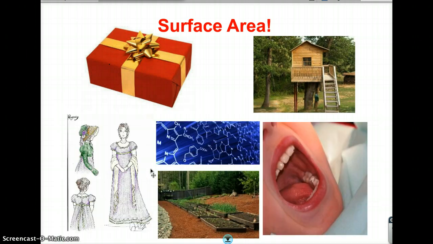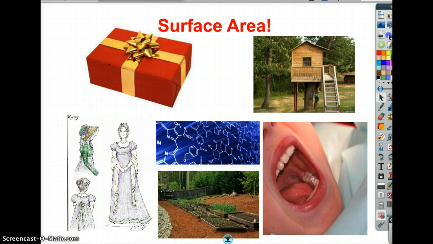Or later on in life, if you were going to be a clothing designer or a chemist, certain molecules you'll need to know the surface area of. A gardener will need to know surface area to put the correct amount of soil in a box. Even dentists need to be concerned with surface area, so they put enough, let's say, resin on a tooth, or for tooth replacements and whatnot. They use it too. So surface area is important.